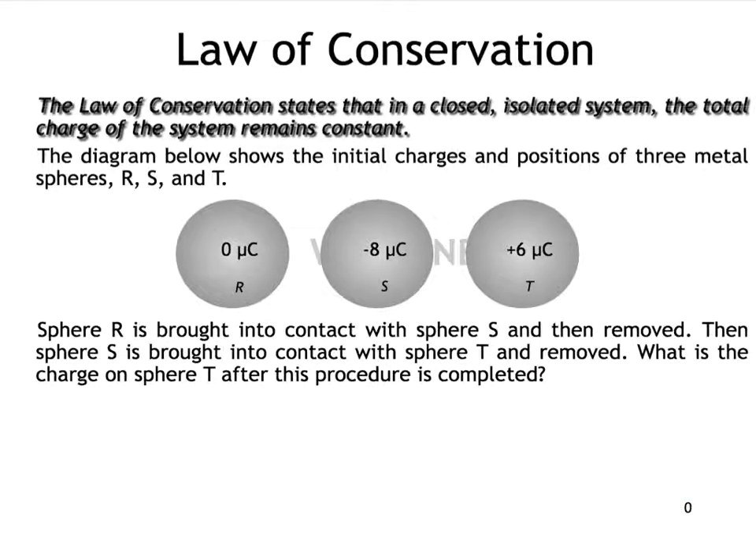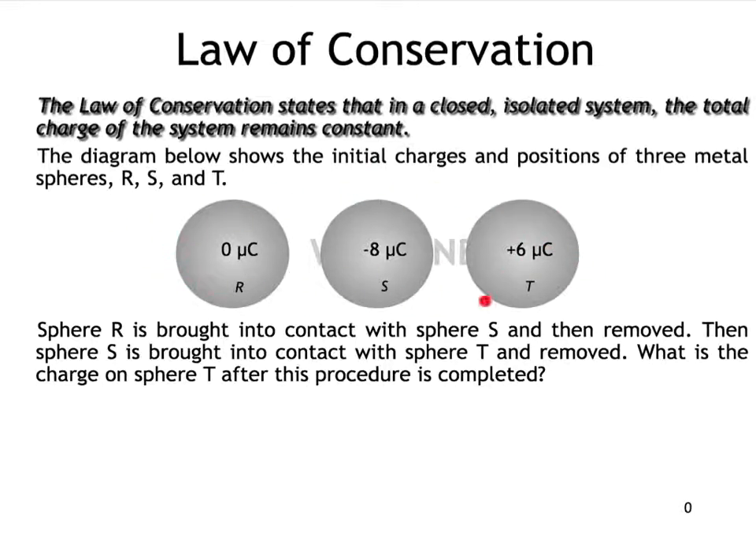Now, earlier in the lesson, I mentioned that the law of conservation states that in a closed, isolated system, the total charge of this system remains constant. I had said, in other words, that if the system starts as neutral, it has to stay neutral. It has to conserve that neutral charge. So let's take a look at these three spheres.